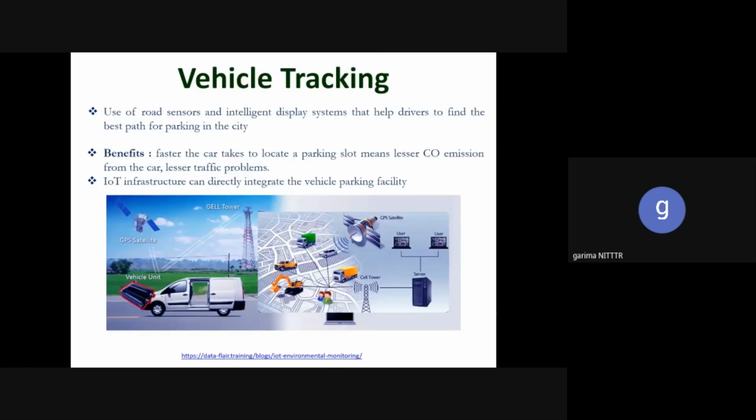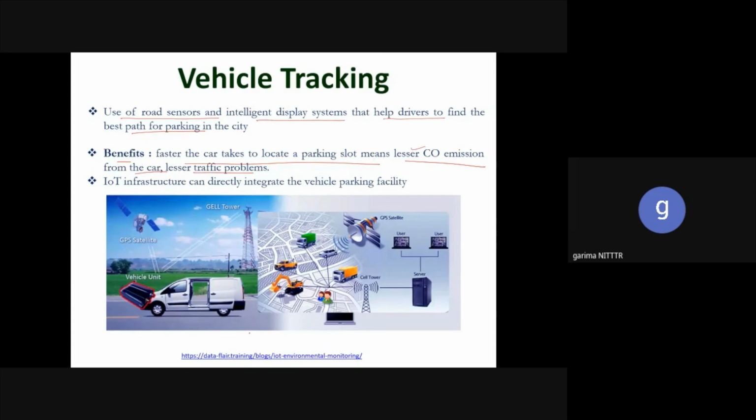Vehicle tracking, because we need to use road sensors and intelligent display systems, as using these systems will help the driver to find the best path for parking in the city. So it can be considered under the parking management system also, because the benefit is that the faster the car locates a parking slot, the lesser the CO emission from the car and the lesser the traffic problems, obviously. And also you have a better environment because of this lesser CO emission.